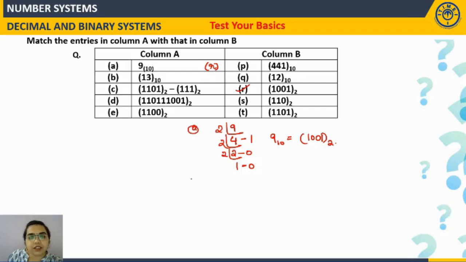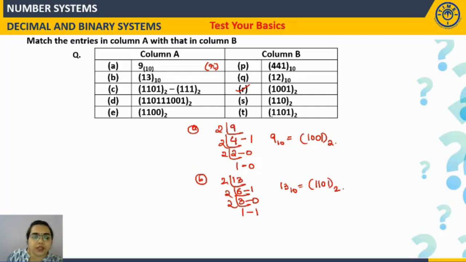Next, we have 13 to the base 10 that needs to be converted into binary form. So let us take the number 13 divided by 2. 2 6s are 12 and the remainder is 1. 2 3s are 6, remainder is 0. 2 1s are 2, remainder is 1. So what do you get? 13 to the base 10 is equal to 1101 to the base 2. You can see 1101 to the base 2 is present in T.